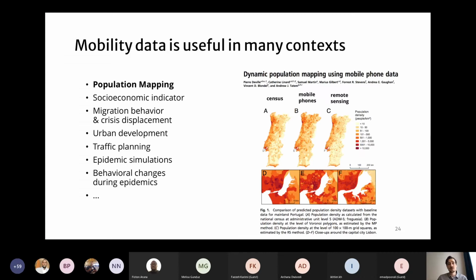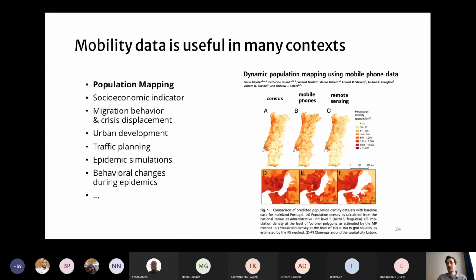So one of the early usages was for population mapping. And this is just an example of a general trend that you can use mobility data as another variable, as another indicator that you can collect on a national level, for example. So in this study, they have shown that you can very accurately predict the population in Portugal, for example, just based on the number of mobile phone signals that you get from each area.